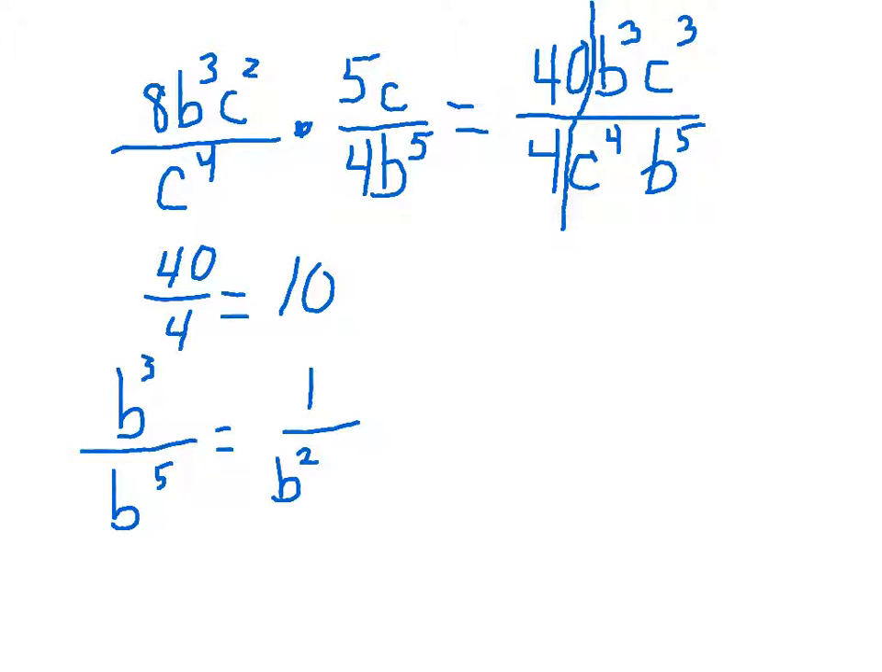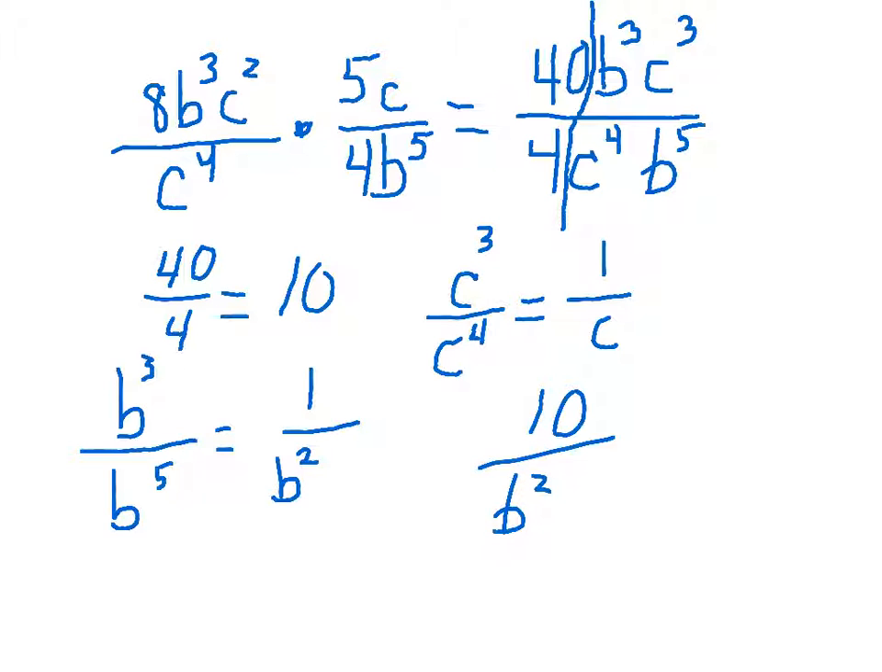So we have that. The last thing I need to look at is my c's. On the top I have a c cubed. On the bottom I have a c to the 4th. And if I write out my 3 c's on top and my 4 on the bottom, they're all going to cancel out except there'll be 1 left over on the bottom. So now what I want to do is combine these 3 answers. I have a 10 on the top, I have a b squared on the bottom, and a c on the bottom, and then you're all done.